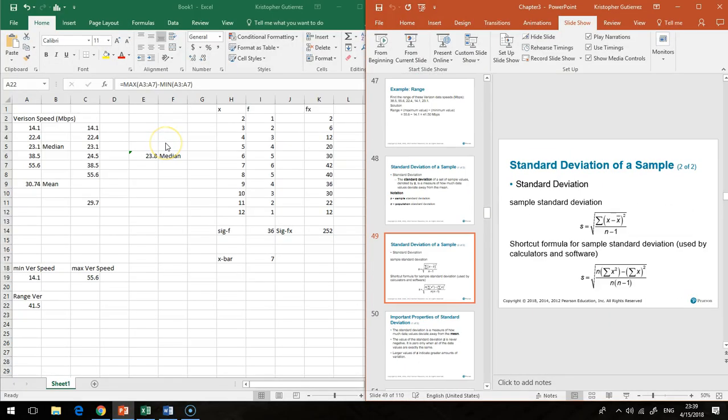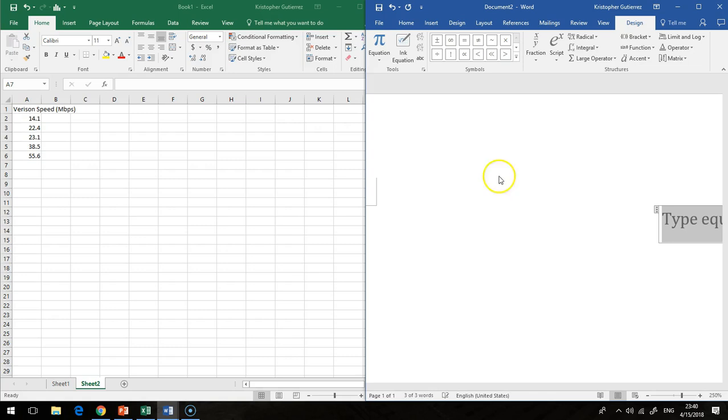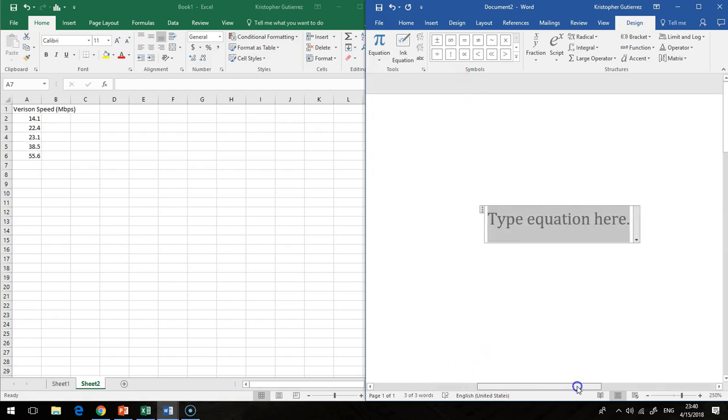So let's undo here. I am actually going to get a new Word document. So here we have our new Word document here, document 2. Document 1 has been used up. And here are our old Verizon speeds. Now, one idea you might have is we could simply say that it is the average of the difference between the mean and each of the data points.